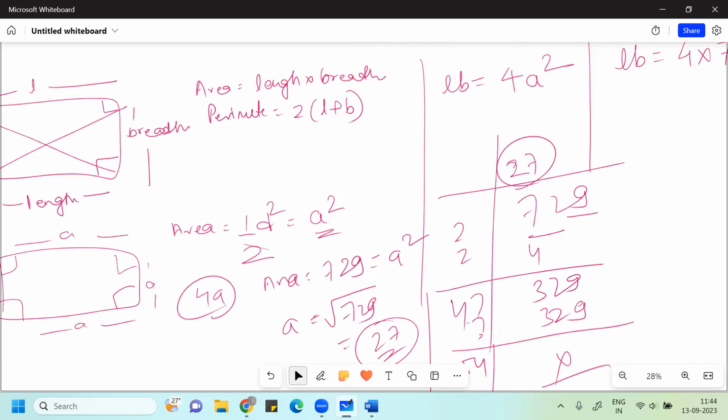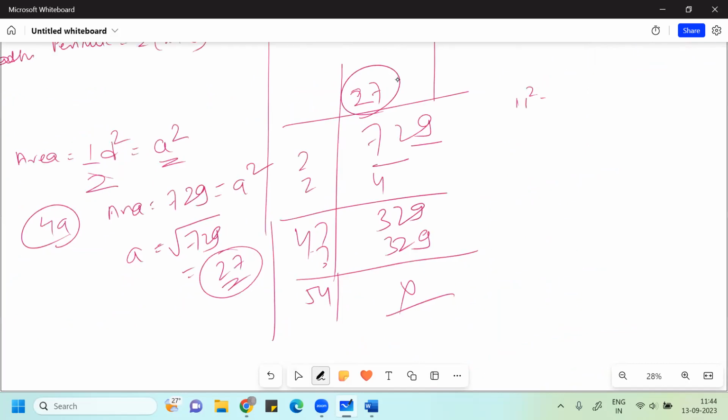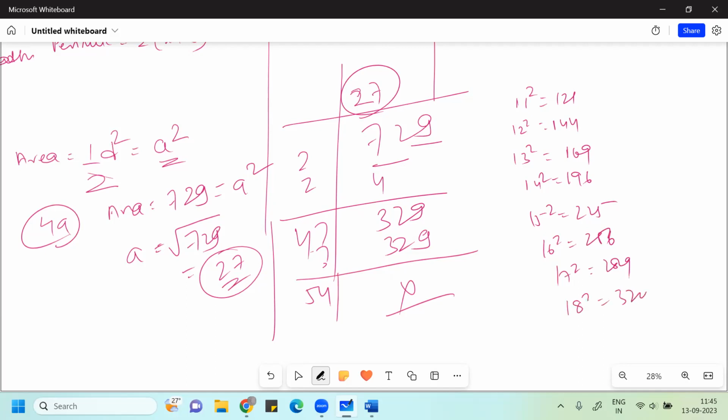And you should remember the squares, guys. 11 square, 121. 12 square, 144. 13 square, 169. 14 square, 196. 15 square, 225. 16 square, 256. 17 square, 289. 18 square, 324. 19 square, 361. 20 square, 400. 21 square, 441. 22 square, 484. 23 square, 529. 24 square, 576. 25 square, 625. 26 square, 676.